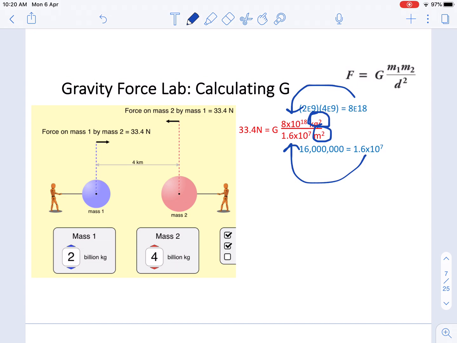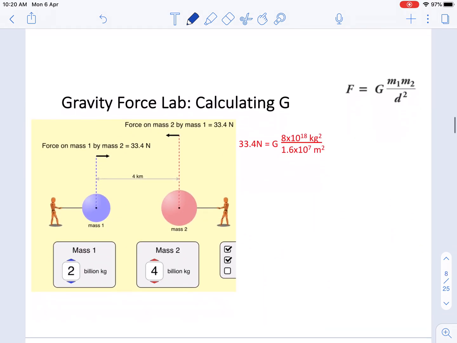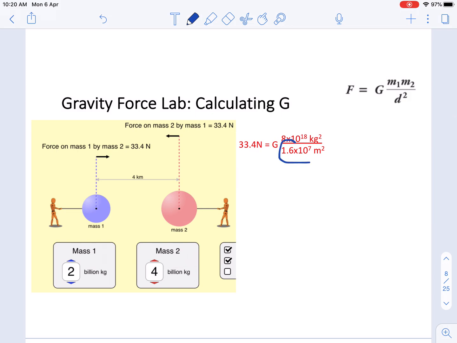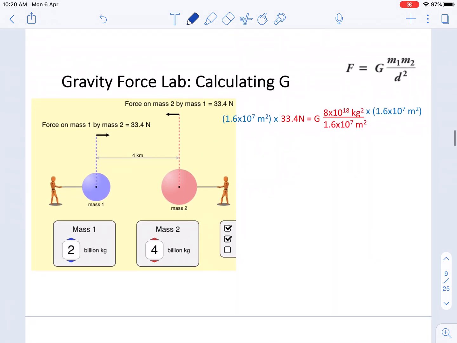So what we're actually going to do next is get rid of this bottom number here. To get rid of the distance between them, we're going to multiply both sides by that same number. So I'm going to multiply the top by 1.6 times 10 to the 7th meters squared, and I'll also multiply this side by that same number as well. So here's what that looks like. You can see again I've got 1.6 times 10 to the 7th on both sides. So again, think of the equal sign as sort of the separation point.